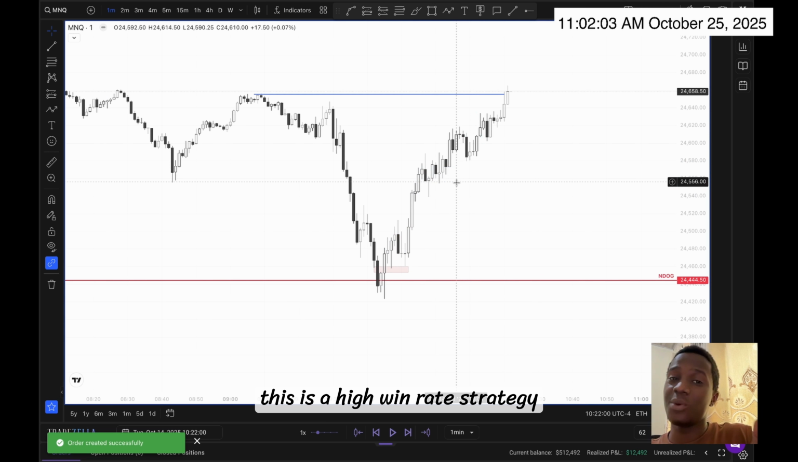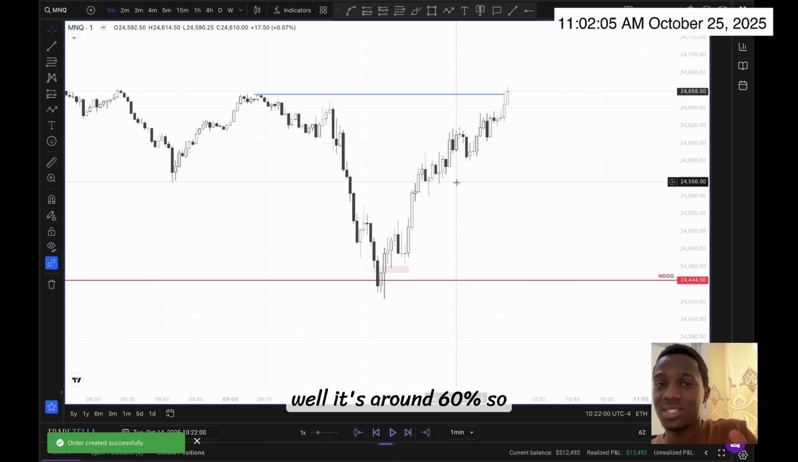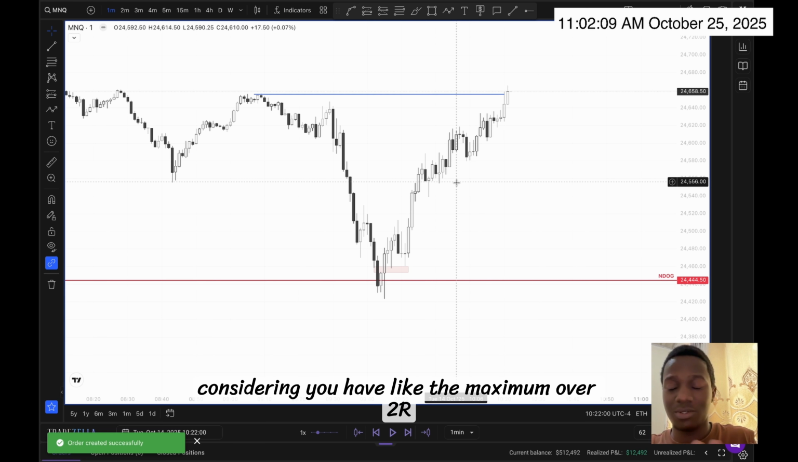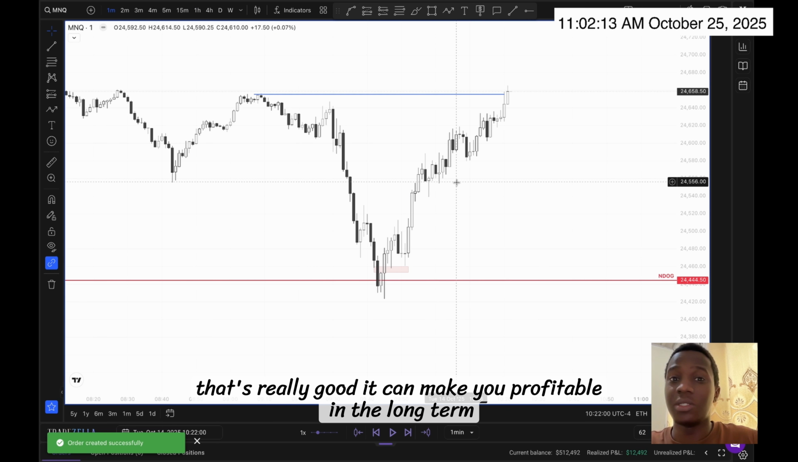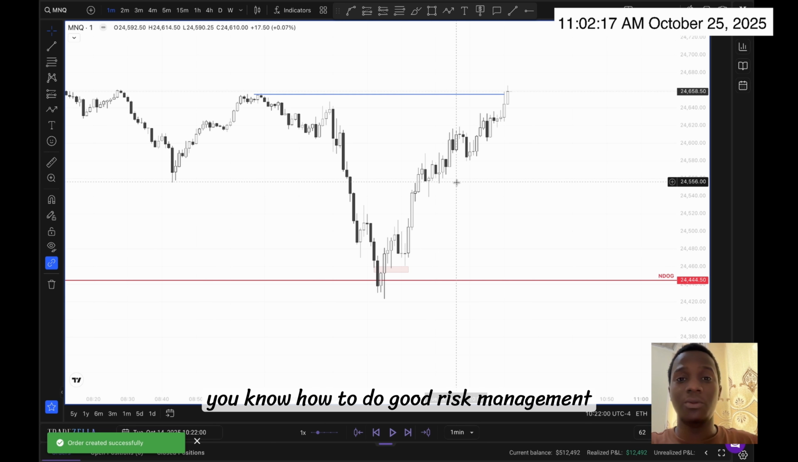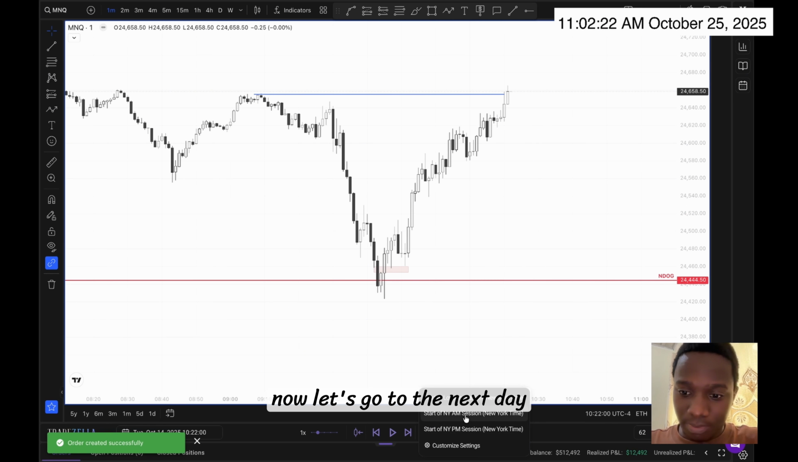This is a high win rate strategy. Well, it's around 60%. So 60% is a good win rate, considering you have a maximum over 2R. That's really good. It can make you profitable in the long term if you are disciplined and you know how to do good risk management. Now let's go to the next day.